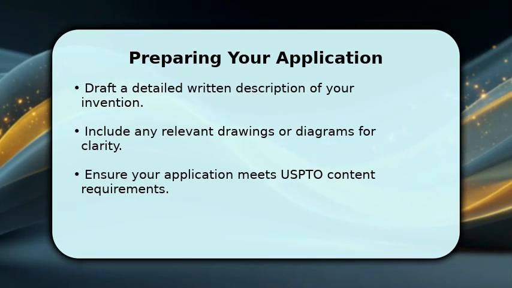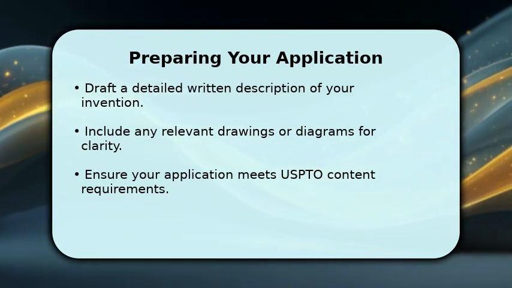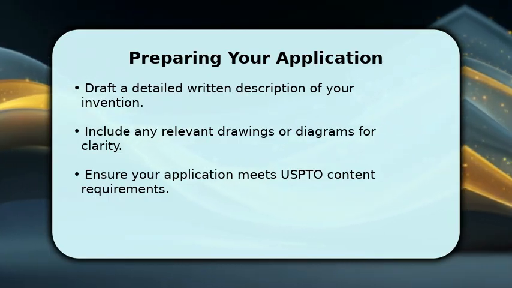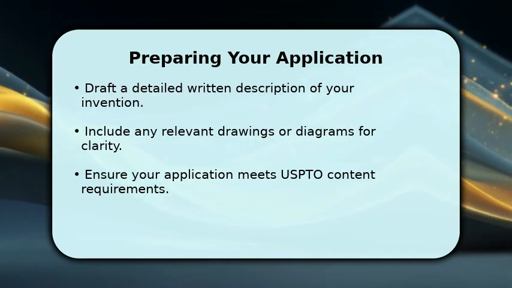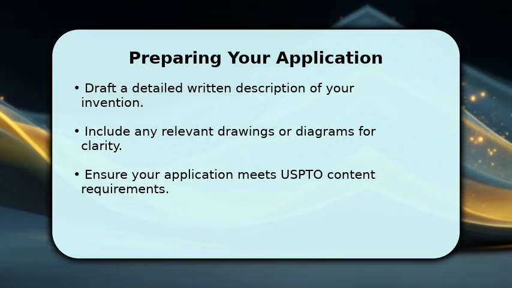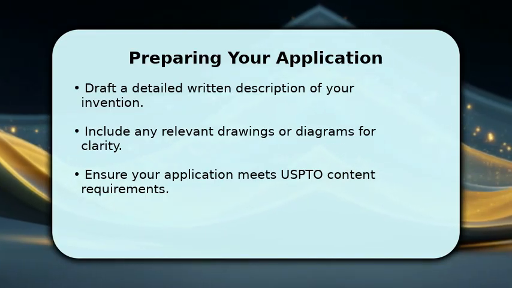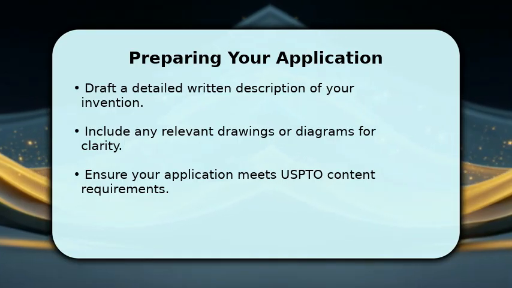To prepare your application, you need a comprehensive written description of your invention. This should explain how to make and use it, clear enough for someone skilled in the field to understand. While not strictly required, including drawings or diagrams significantly strengthens your submission by providing visual clarity. Remember, the USPTO does not examine provisional applications, so a thorough description is crucial for establishing your priority date.